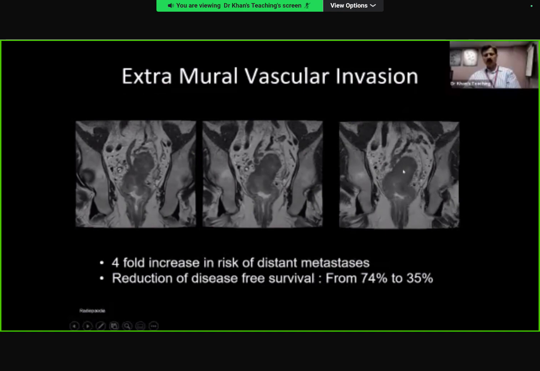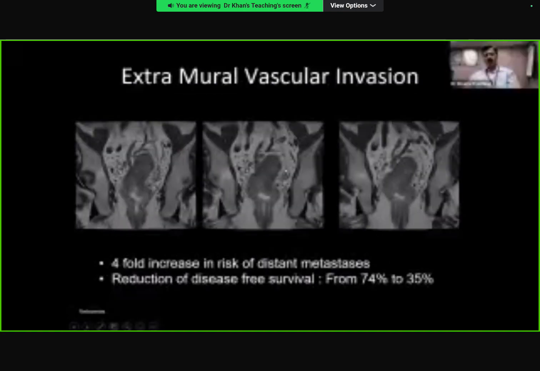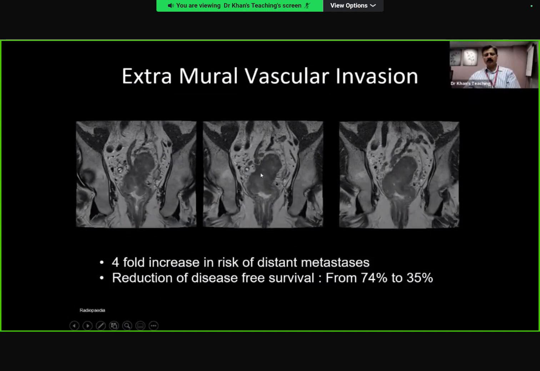Another thing before I continue is to see this tumor. You know, we use a word, we call it intermediate signal on T2 weighted sequence. Classical tumors are like this, intermediate signal on T2 weighted sequence. They are not very high signal, they are not very low signal.